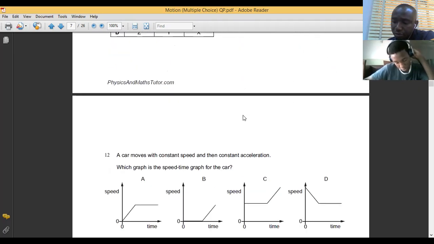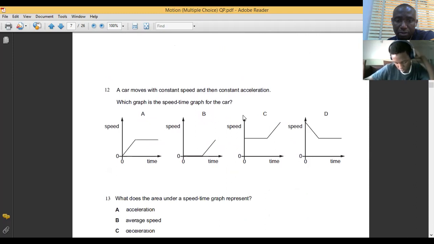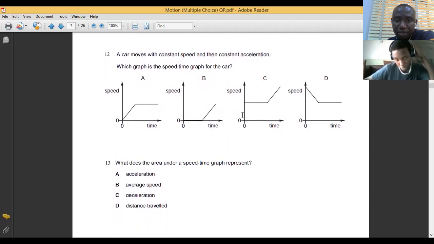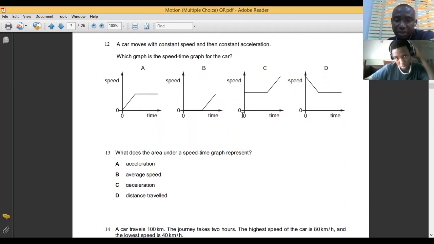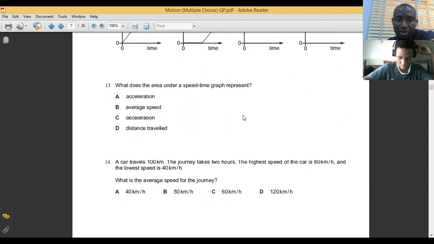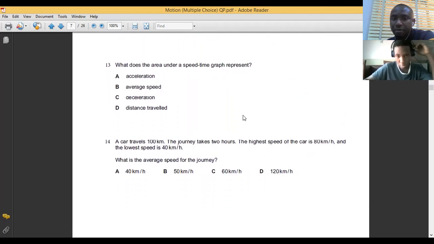Number 12, a car moves with a constant speed, then constant acceleration. Which graph is the speed time graph for the car? C. Correct. What does the area under a speed time graph represent?